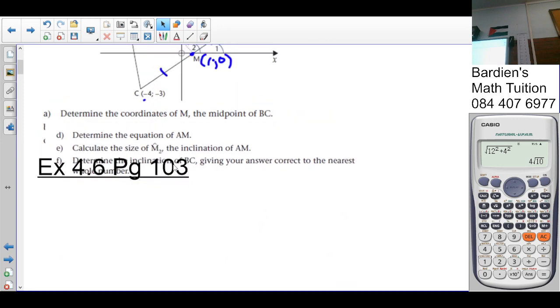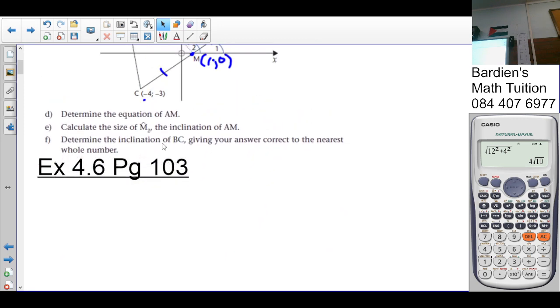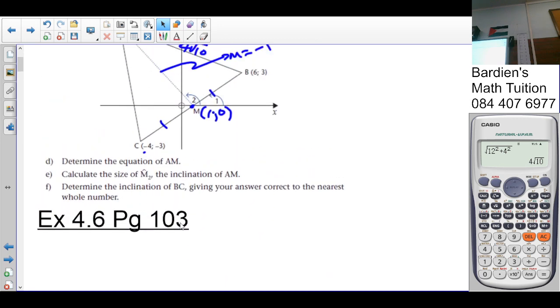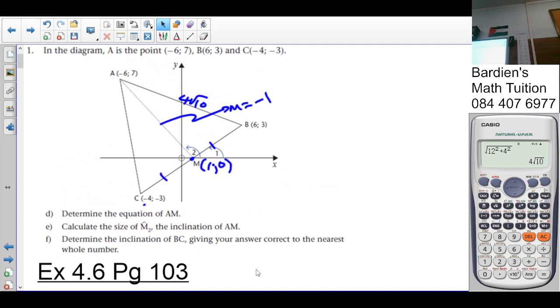Alright, let's look at D. D says determine the equation of AM. So the equation of AM. What is AM? It's a straight line.